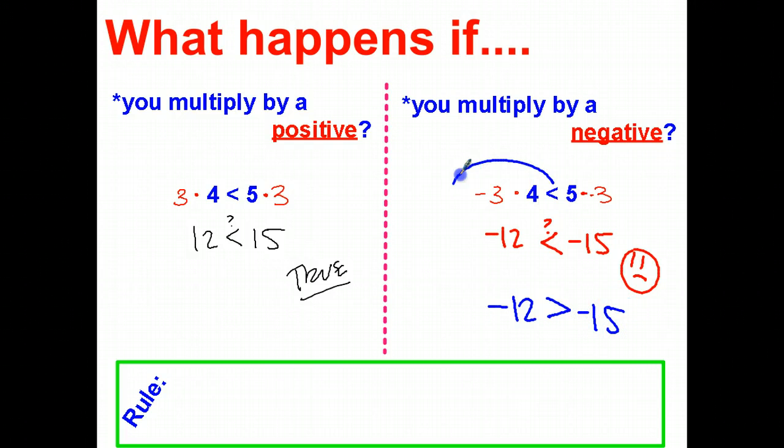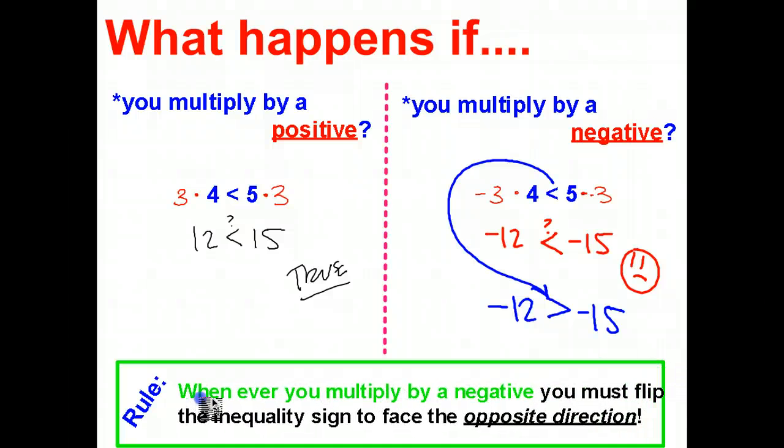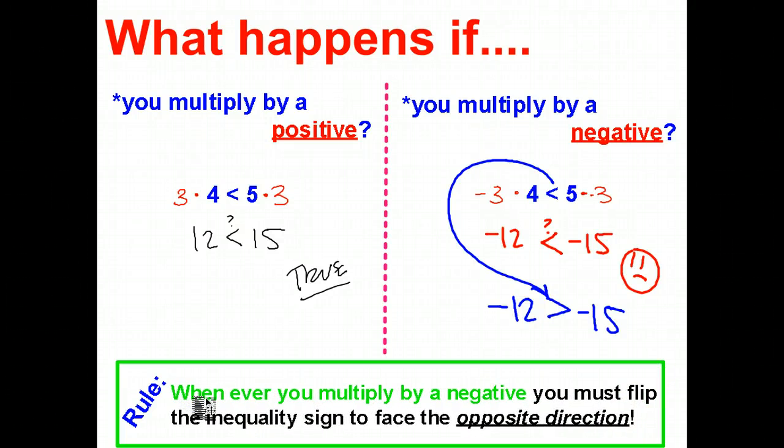And what I want to point out is if you look from this inequality sign to this one, we actually flipped it around. So if we're going to make a rule here that we're going to use moving forward, it would be this. Let me go ahead and please copy this down. Whenever you multiply by a negative, you must flip your inequality sign to face the opposite direction. Now, I want to stress when we say multiply by a negative, that's when we use that multiplication property of inequality where we multiply by a negative on both sides of our inequality sign. Okay, so after you finish copying that down, let's go on and look at a couple practice problems here.